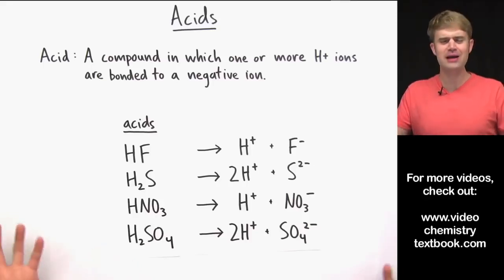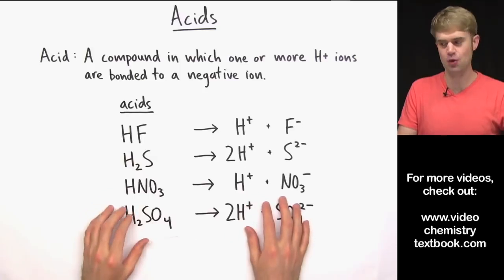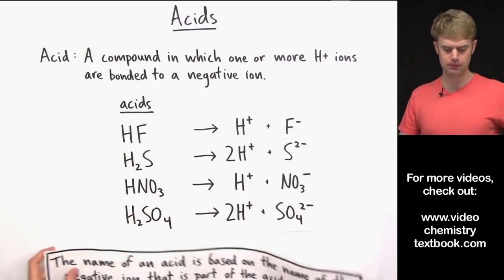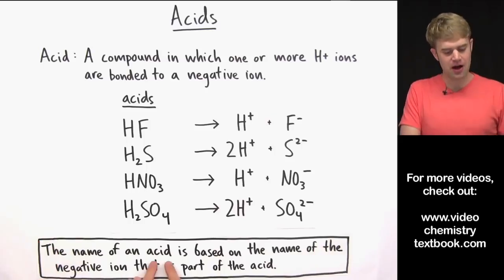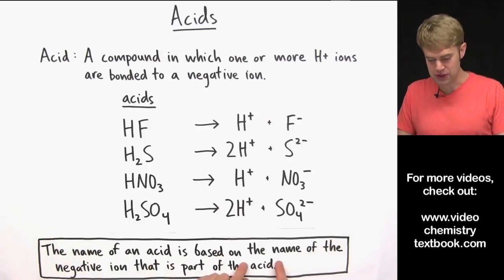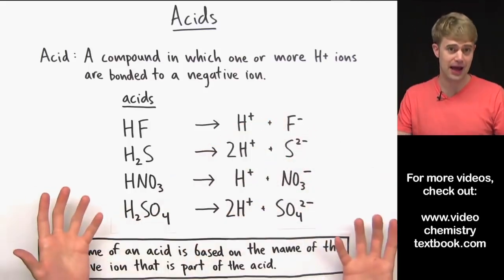Now, why am I talking so much about ions if what we want to do is name acids? Well, it's for this really simple reason. And that is that when we're naming an acid, the name of an acid is based on the name of the negative ion that's part of that acid.